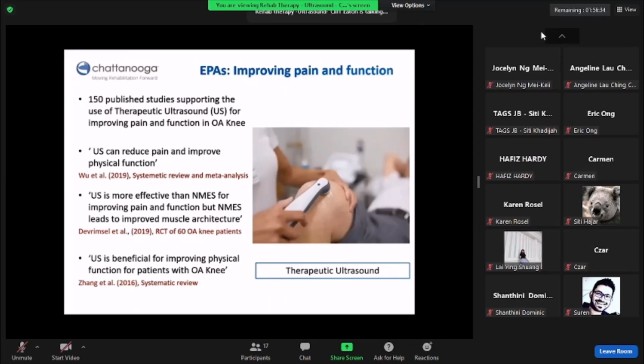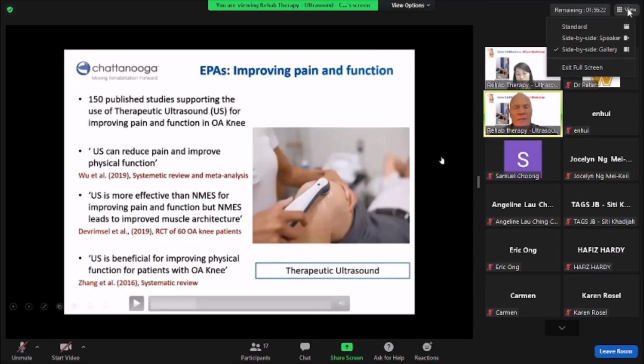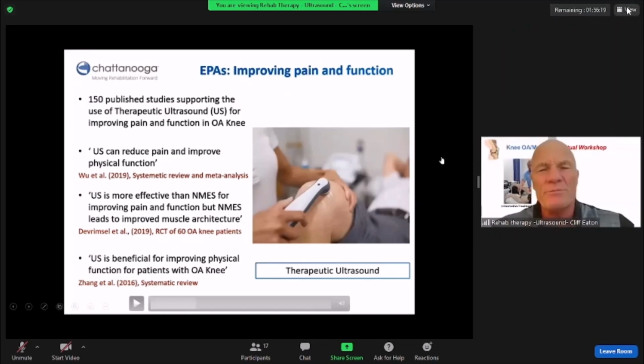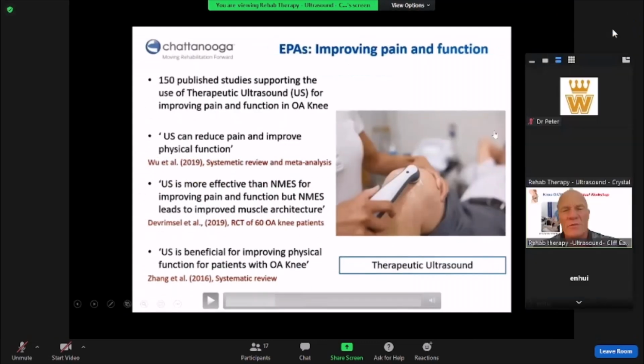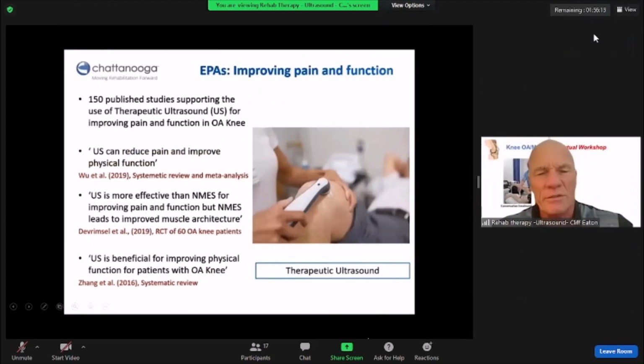Yeah, it was pre-recorded, guys, just because of the internet. So sorry about that. Look, what I wanted to talk about is this intervention of ultrasound for OA knee. There are currently 150 published studies supporting the use of therapeutic ultrasound for improving pain and function.